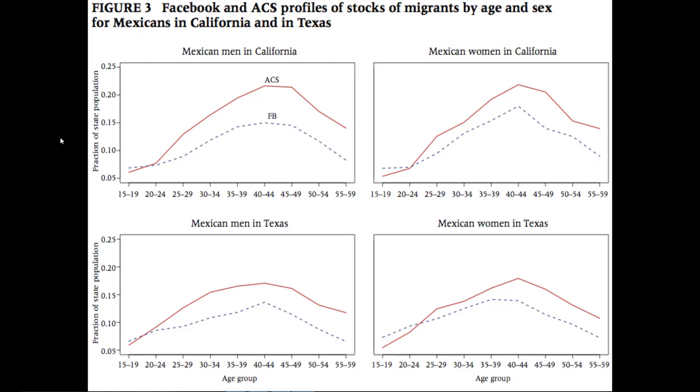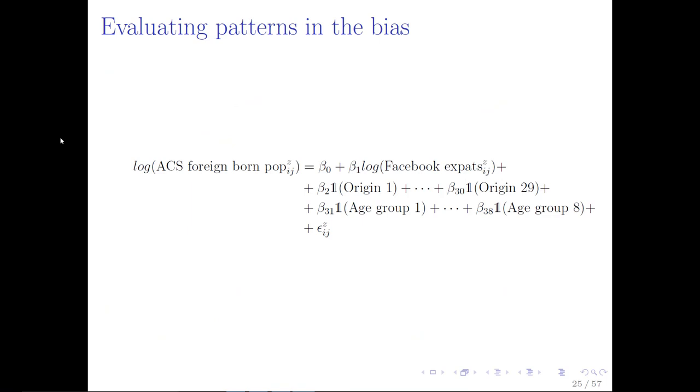So this is just an illustrative example. To get a more systematic assessment of these biases, we ran a simple regression model. On the left-hand side, we have the foreign-born population from country I to US state J by age group Z. We had the respective value from Facebook. And then we had a set of dummy variables for countries of origin and for age groups. These dummy variables are intended to serve as some sort of level parameter, where each country has its own level, and some sort of shape parameter, where different age groups have different biases attached to them. And so we got a table.